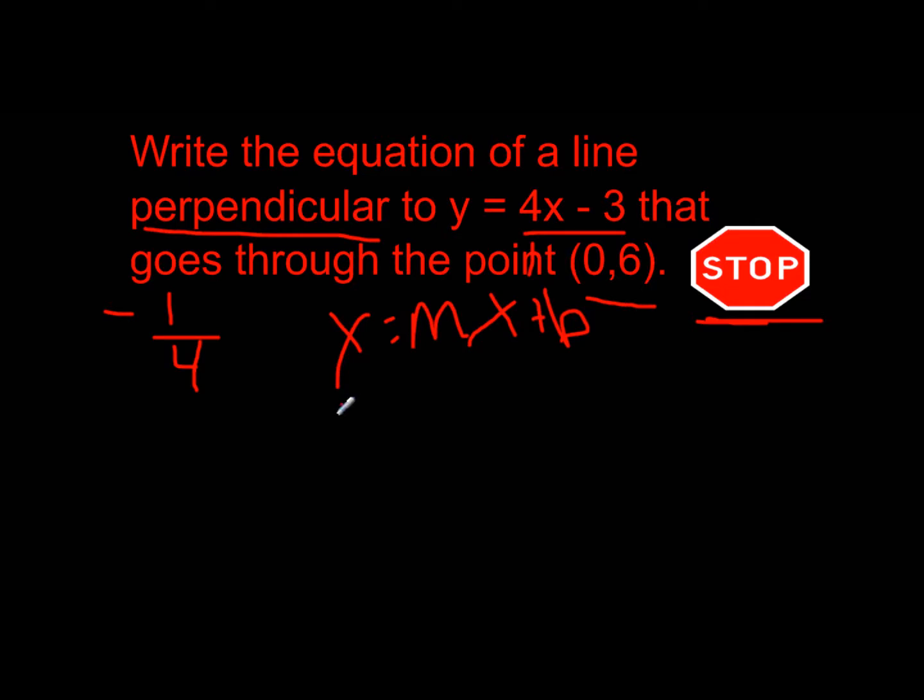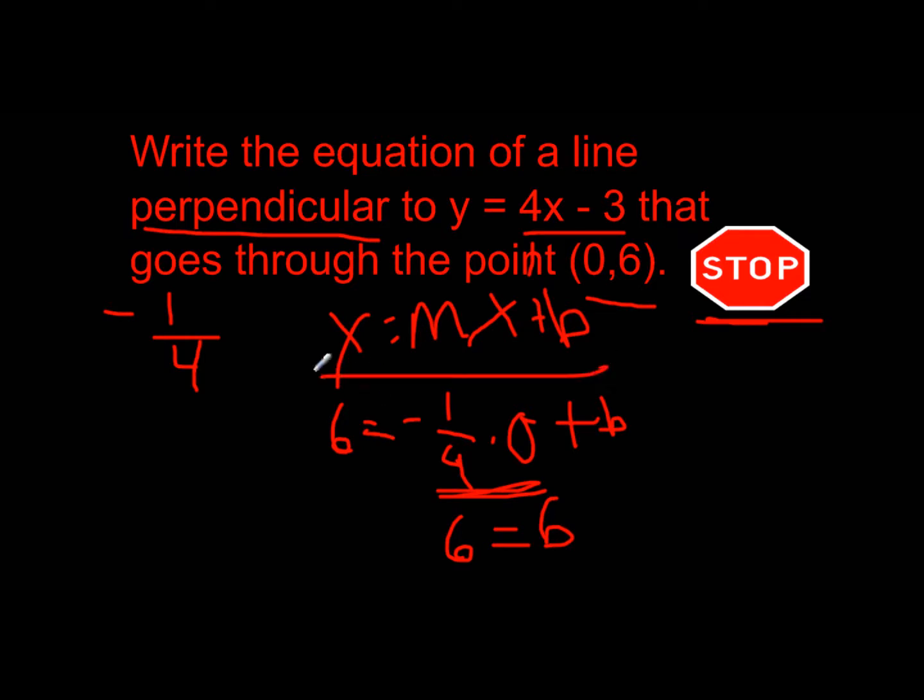So my y in this case is 6, equals my slope, which is negative 1/4, times my x, which is 0, plus b. Woohoo! I am a lucky duck because I get to multiply by 0. So that gives me 0 there, and 6 is equal to 0 plus b, or just plain old b. So b is equal to 6.